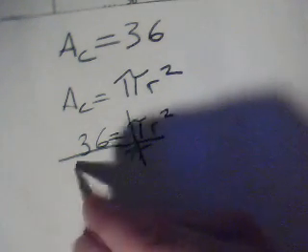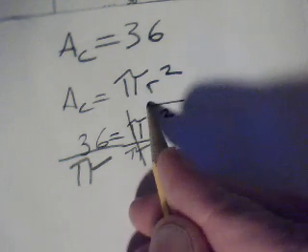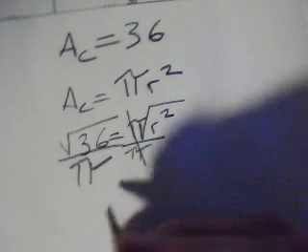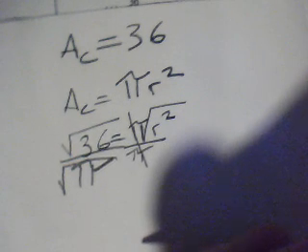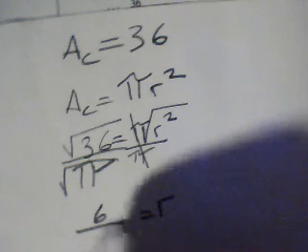Divide pi from both sides. And then take the square root of both sides. So the radius is going to turn out to be 6 over the square root of pi.